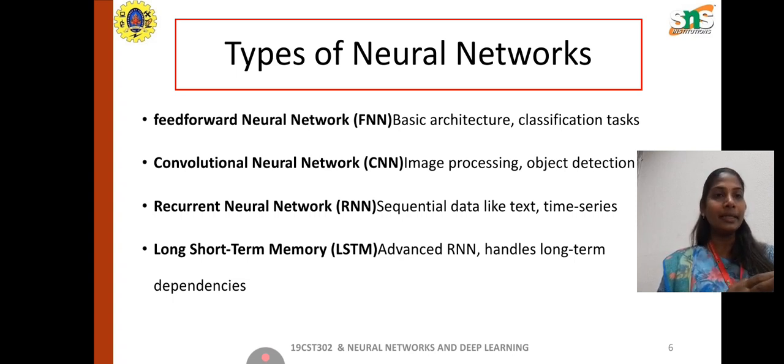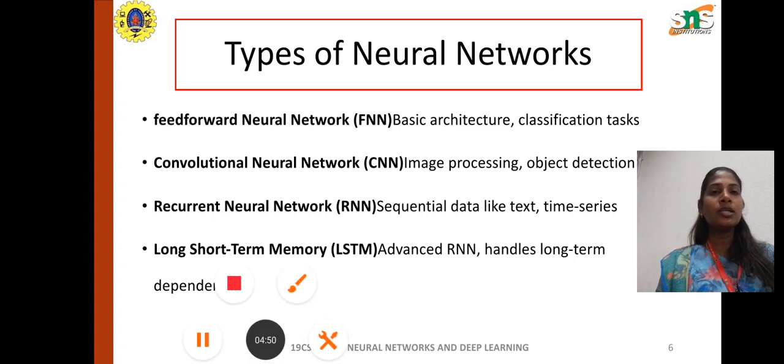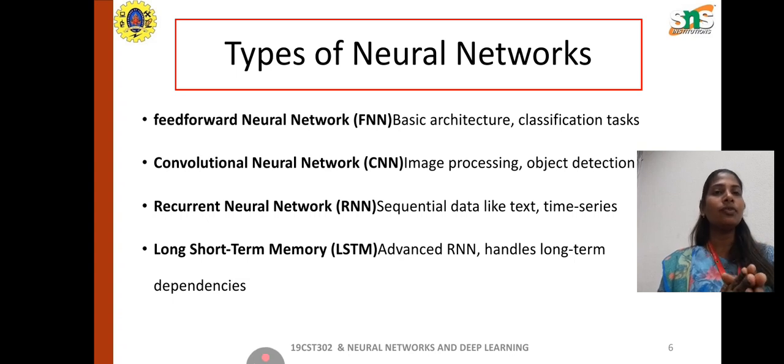which has a basic architecture and is used for classification tasks. The next one is the convolutional neural network, called CNN, used for image processing and object detection. The third one is the recurrent neural network, called RNN. It is used for sequential data like text and time series. Whenever we deal with weather prediction or any health related data, where we check the data in a time series manner, we can apply the recurrent neural network.